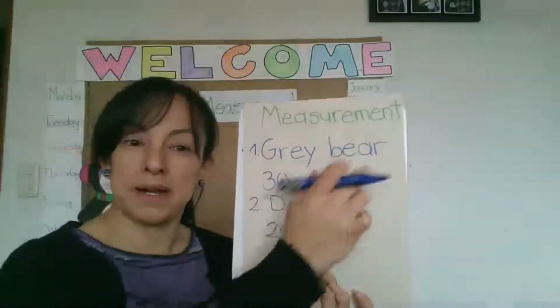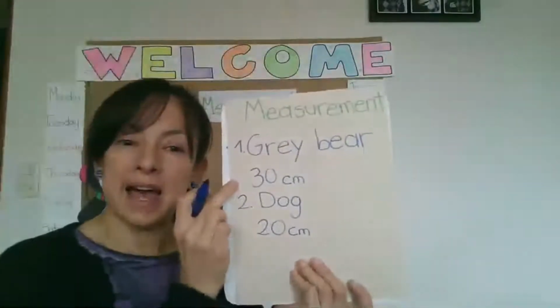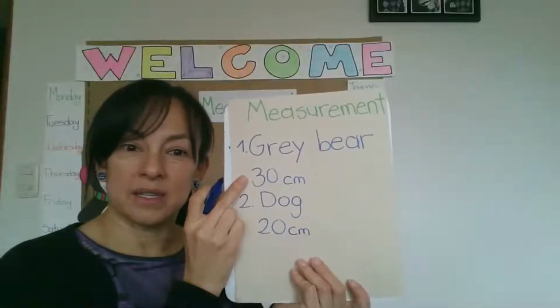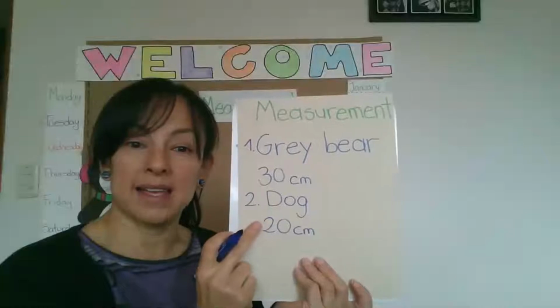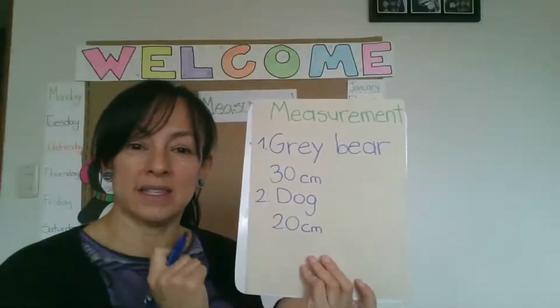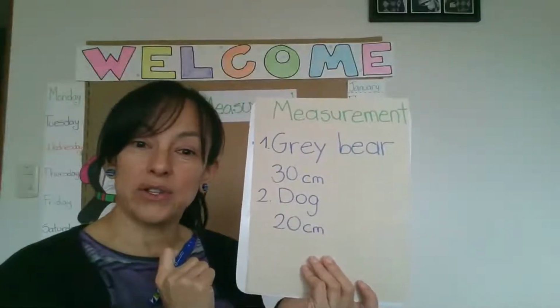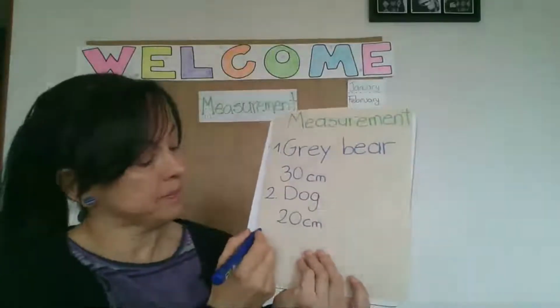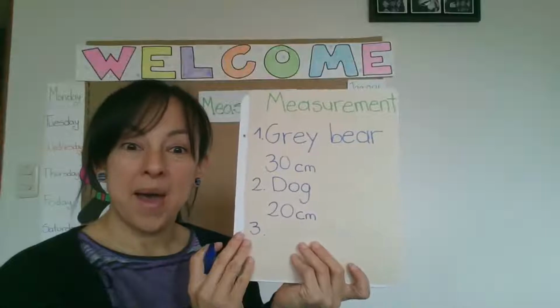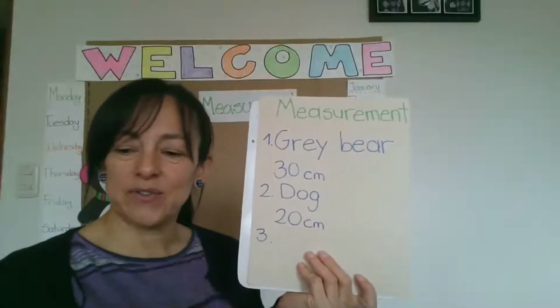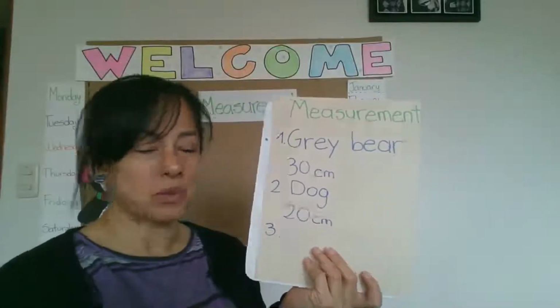The gray bear that is the tallest has 30 centimeters. The dog, that is the next one, has 20 centimeters. So now we are going to continue with whom? Number 3 is the mammoth. Very good. So let's write mammoth.